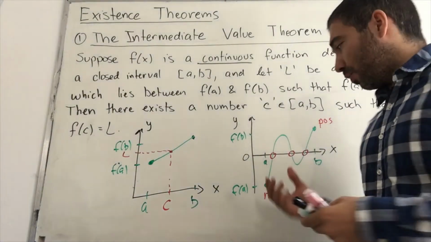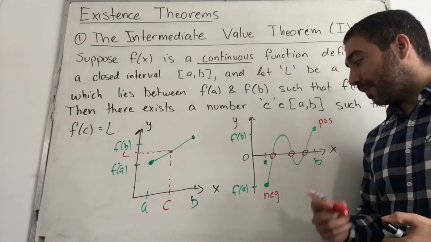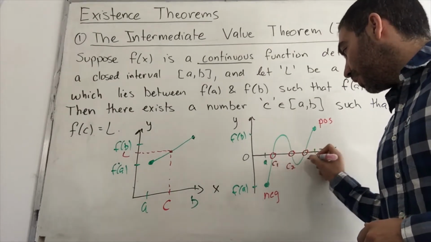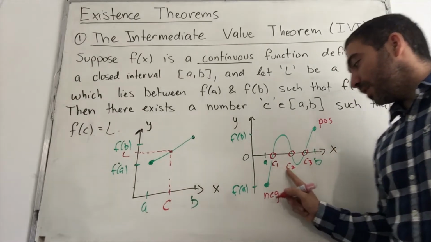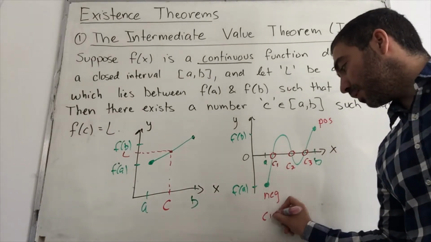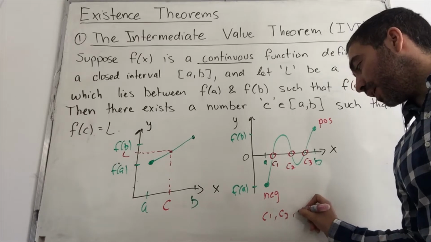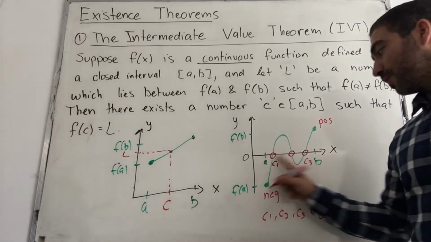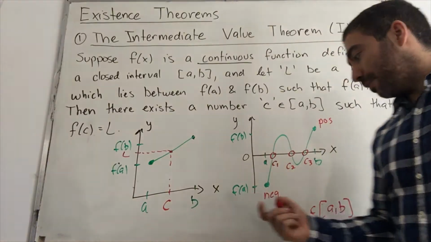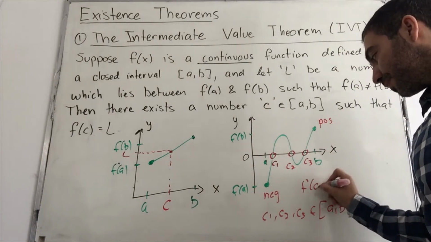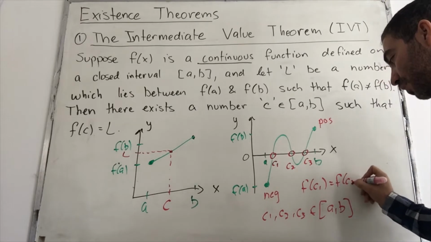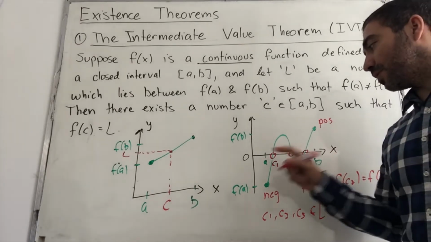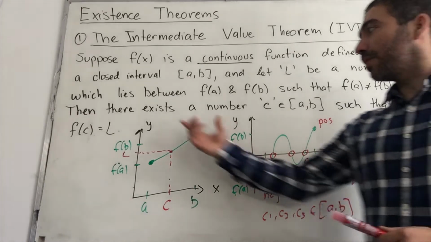So I just want to add that over here we have 3 different c values. Let's call this c1, c2, and c3. Notice that c1, c2, and c3 are all in the interval from a to b. And at the same time, f of c1 equals f of c2, which is equal to f of c3, which is all equal to 0. Okay, so this is what this is telling us.